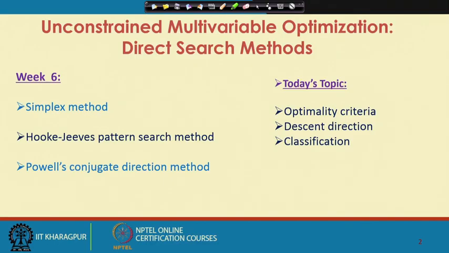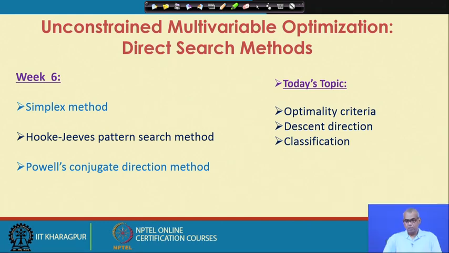So, in these direct search methods for unconstrained multivariable optimization, we plan to talk about at least three methods. They are the simplex method, also known as the Nelder-Mead simplex method, the Hooke-Jeeves pattern search method, and Powell's conjugate direction method.